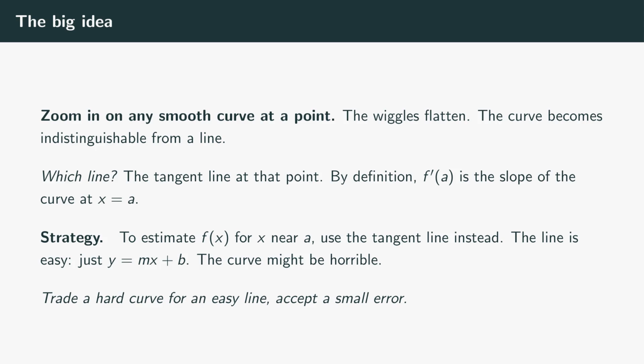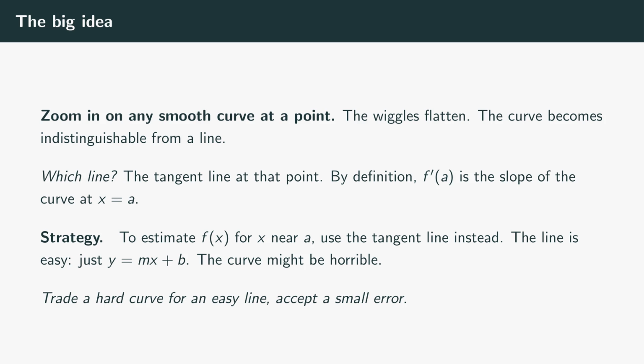The big idea, stated as bluntly as possible. Take any smooth curve, pick a point on it, zoom in. As you zoom, the curve flattens, the wiggles vanish, and what you see in the viewport stops looking like a curve and starts looking like a line. Which line? The tangent line at that point, the one whose slope is f prime of a. This is not a coincidence, it's the geometric meaning of the derivative.